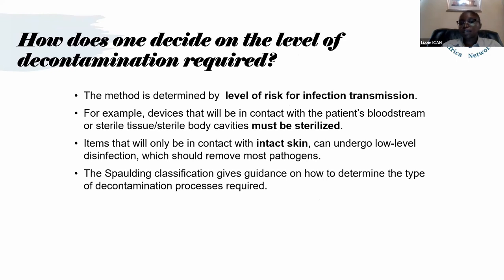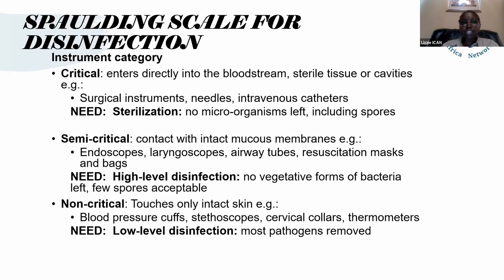For example, the devices that will be in contact with the patient's bloodstream or sterile tissue or sterile body cavities must be sterilized. But those that come in contact with intact skin, like your blood pressure cuffs, can undergo low-level disinfection, which just removes most of the pathogens. And we have the Spalding classification, which gives us the guidance on how to determine the type of the decontamination process that is required.